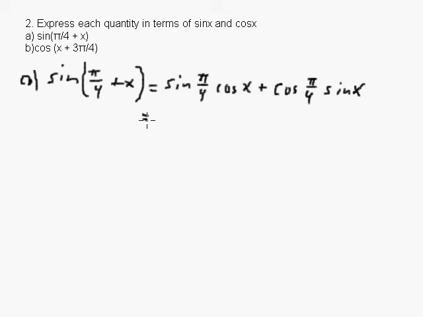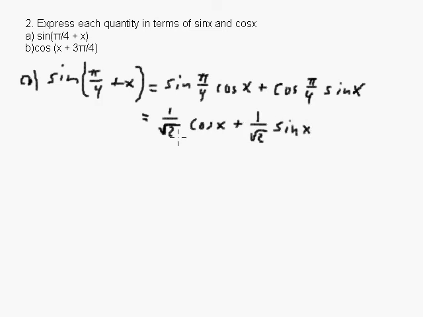Now, they don't want sine of pi by 4 because I know what that is exactly. This is 1 over root 2. How do I know that? Because I know my exact angles. You memorize this one. So 1 over root 2 times cos x plus, what's the cos of pi over 4? 1 over root 2 again. Cos of 45, sine of 45, they're the same thing. And the sine of x.